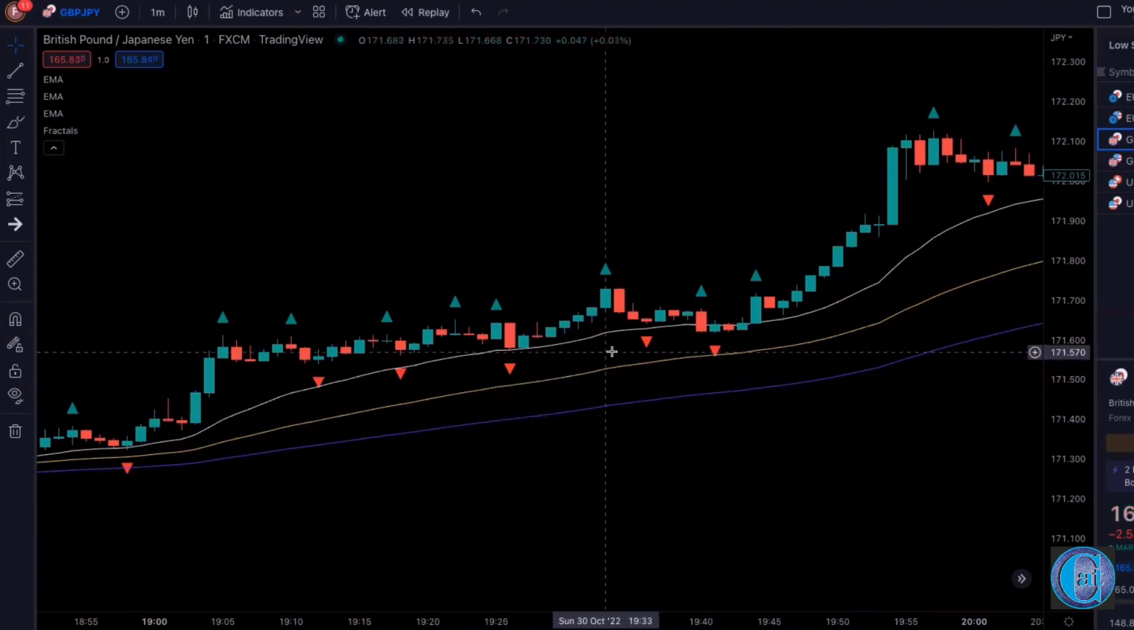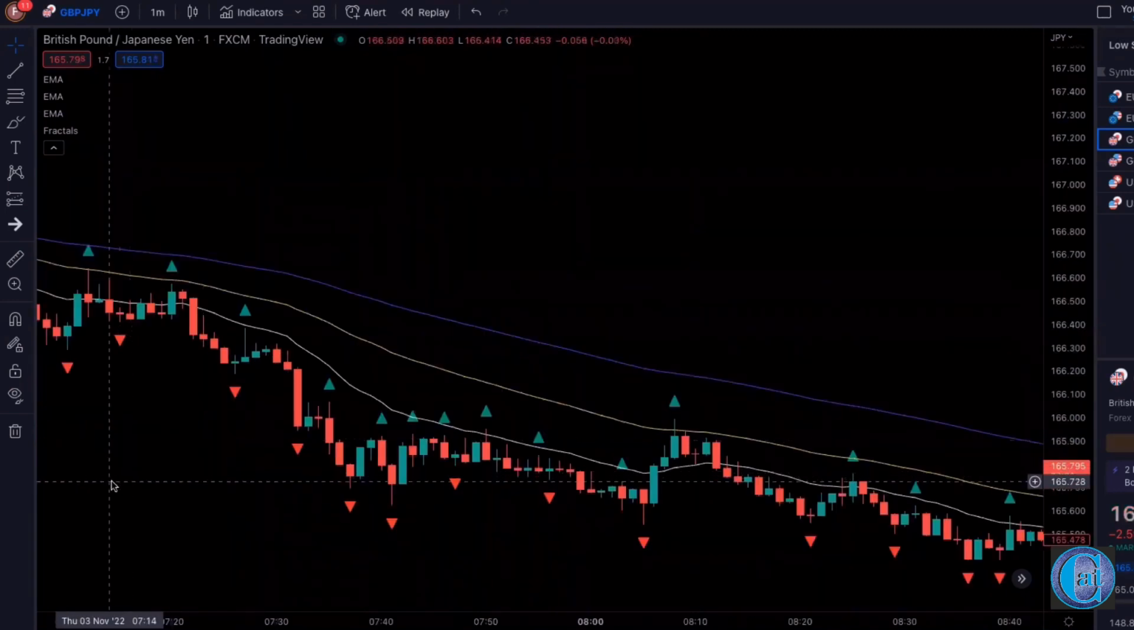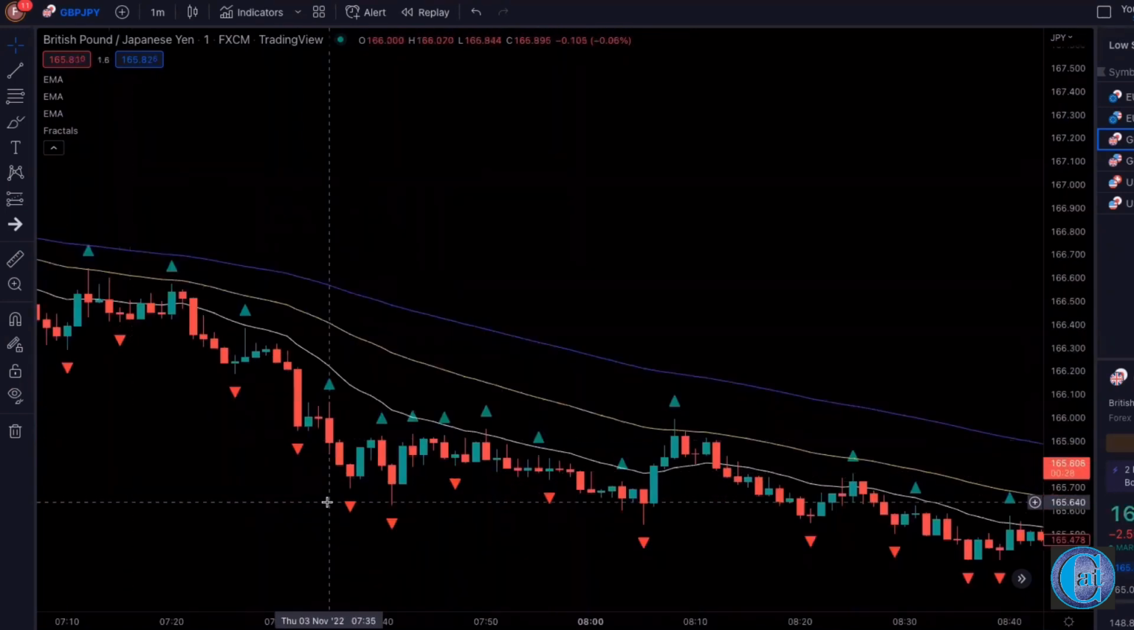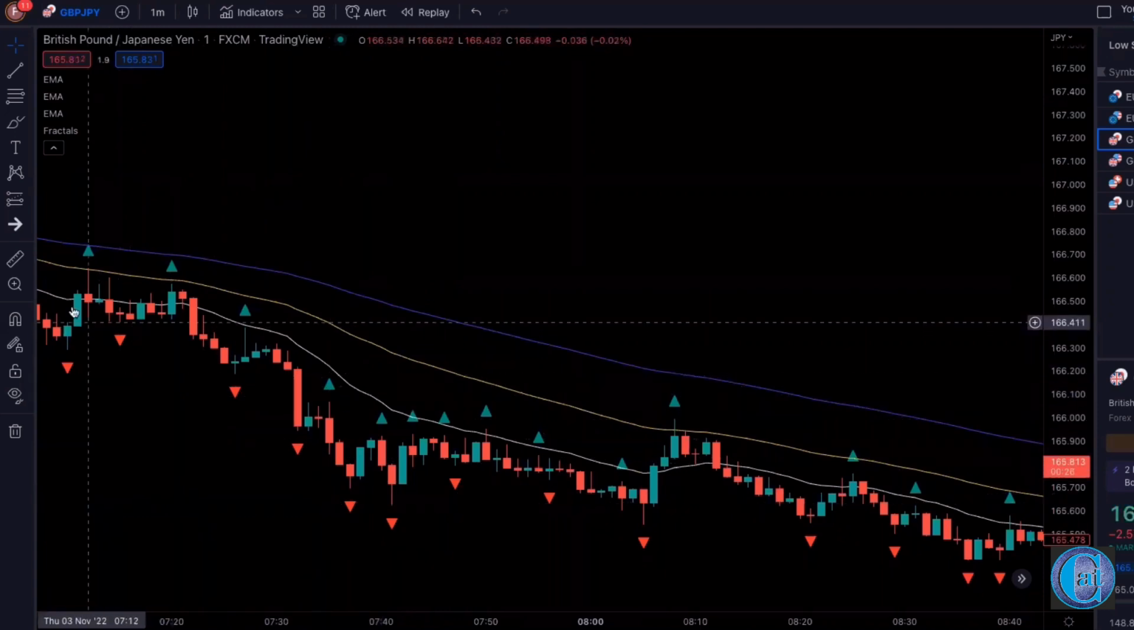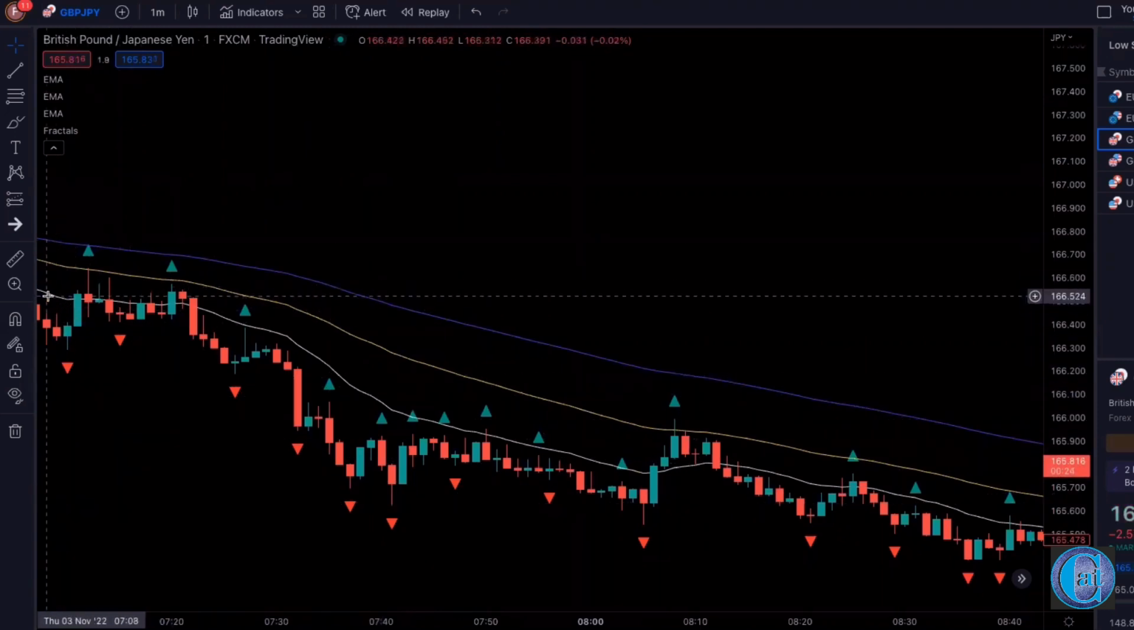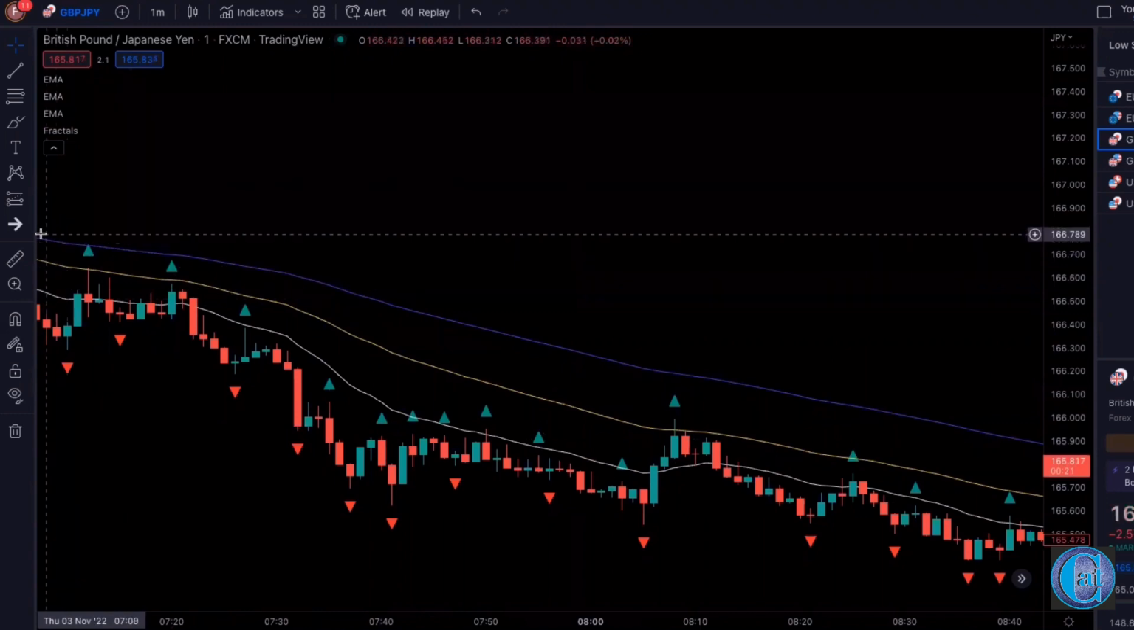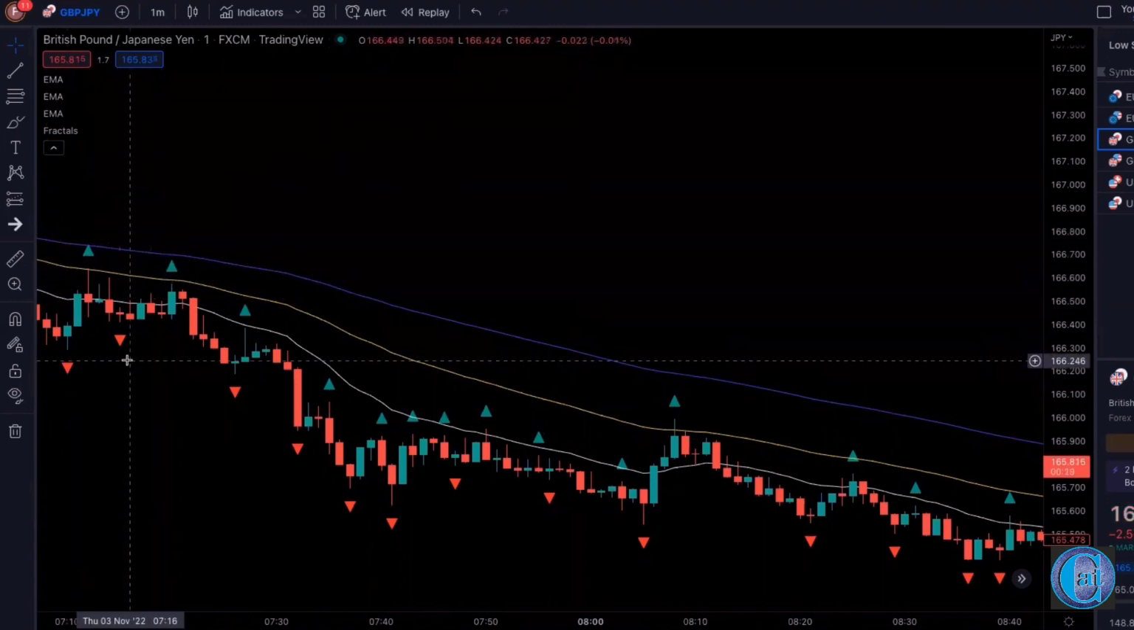Now let's take a look at a short trade. All right, so here's some examples of some short trades with this. You see how the 20 is below the 50 is below the 100. So you're seeing a trend, you're seeing things move down.